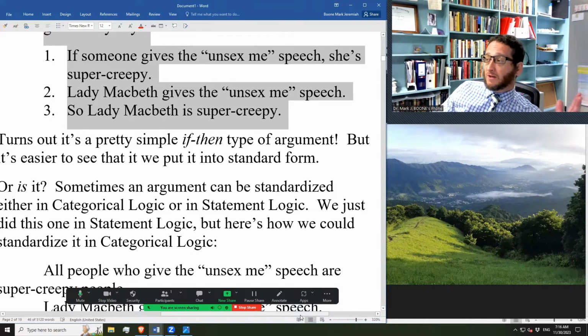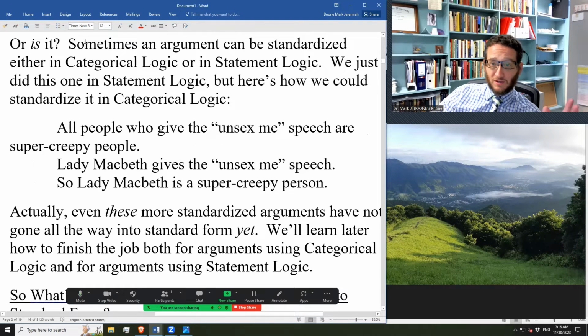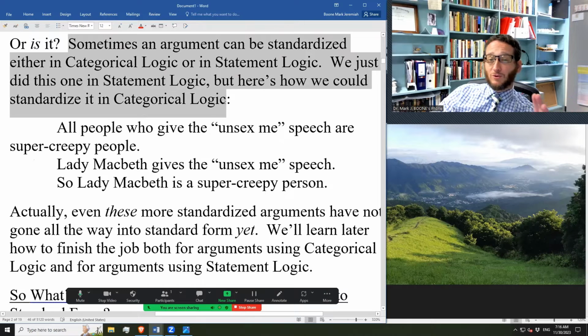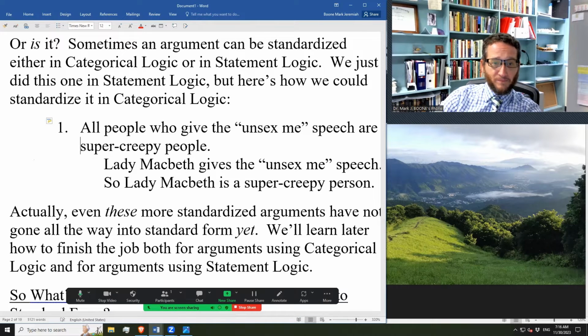Some arguments could be represented, formalized as categorical or statement logic. This is one of those. I just did it as an if-then statement logic argument, but maybe it's better as a categorical logic argument, or maybe I should say categorical reasoning. Yes, that would be better terminology. Some arguments can be formalized as arguments using categorical reasoning or statement reasoning, propositional reasoning. This one is one of those. Let's put it in categorical logic now.